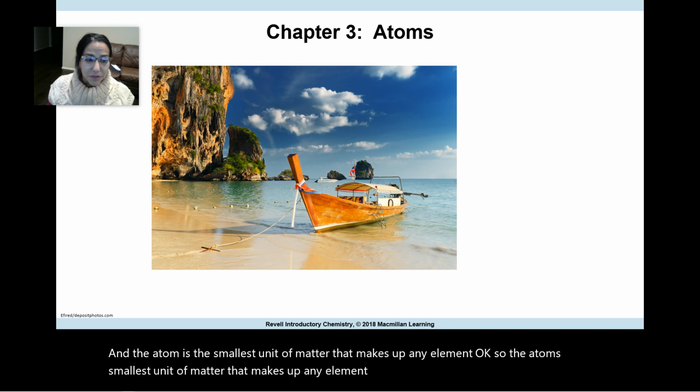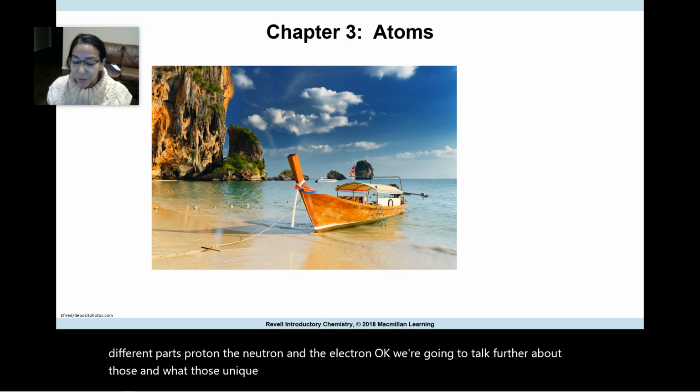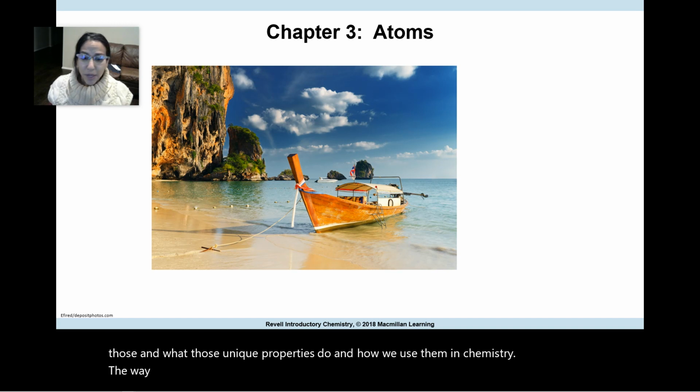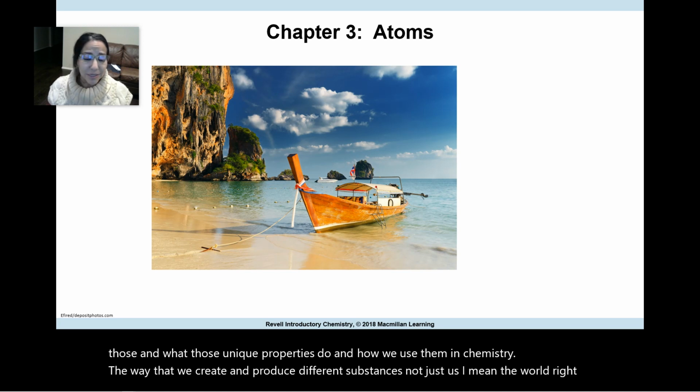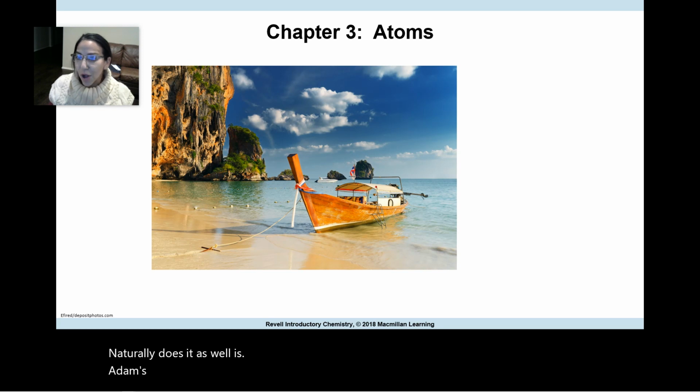Now, the atom itself is composed of different parts: the proton, the neutron, and the electron. We're going to talk further about those and what those unique properties do and how we use them in chemistry. The way that we create and produce different substances, not just us, the world naturally does it as well, is atoms combine together to form compounds and mixtures.